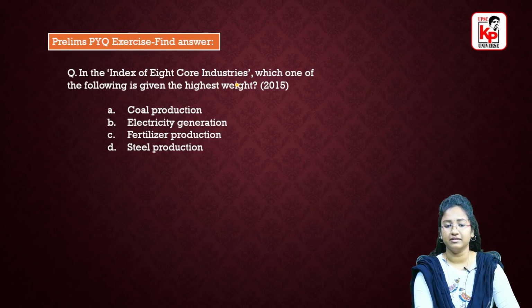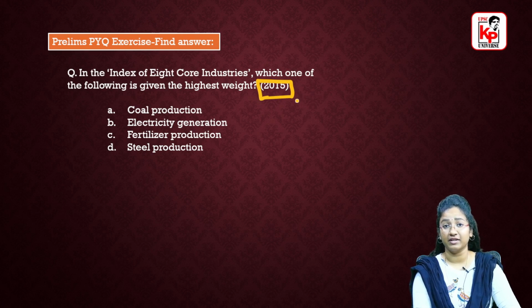Previous year questions are very important for us from the examination point of view. Only when you go through the previous year questions, both for prelims and mains, will you get to know the pattern of how questions can be framed from a particular article. Here you can see in the year 2015 we already had a question regarding this IIP: in the index of 8 core industries, which of the following has the highest weightage?